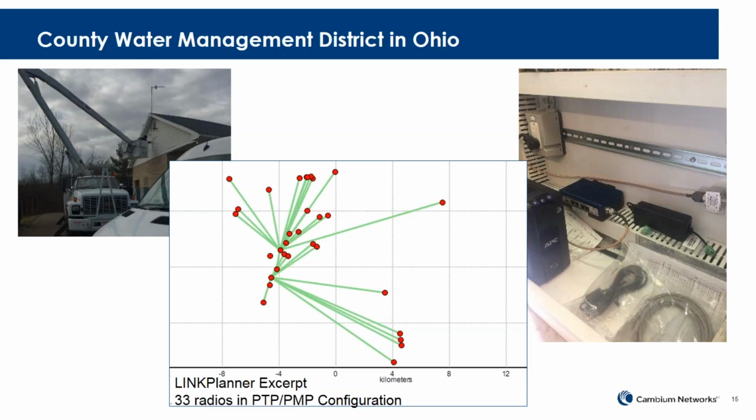Couple other real-world examples. This is a water management district in the state of Ohio in the U.S. What you see in the middle of the diagram is a bunch of red dots. Each red dot represents a radio, and each radio represents typically a lift station or a pump in that water treatment facility. So here I've got 33 radios. It's a combination of point-to-point and point-to-multipoint. You can see some hub and spoke architecture, and some point-to-point architecture. So it's mixed and matched in that same environment.